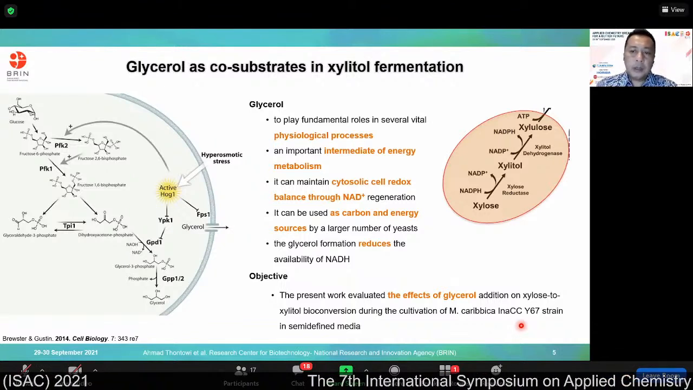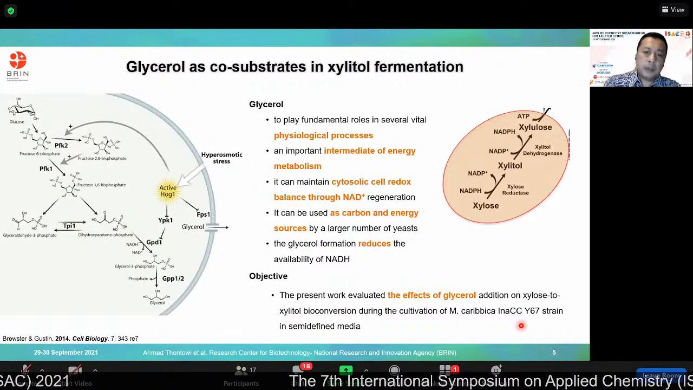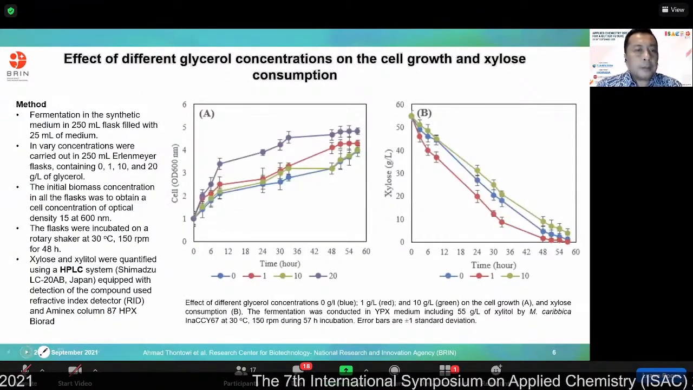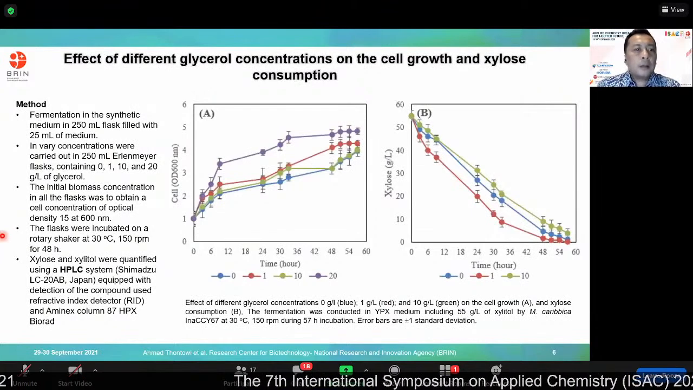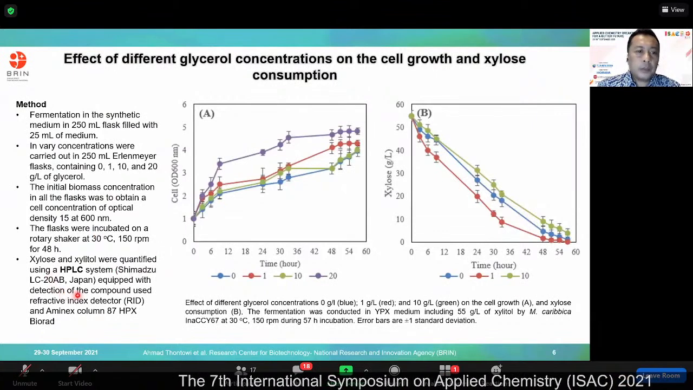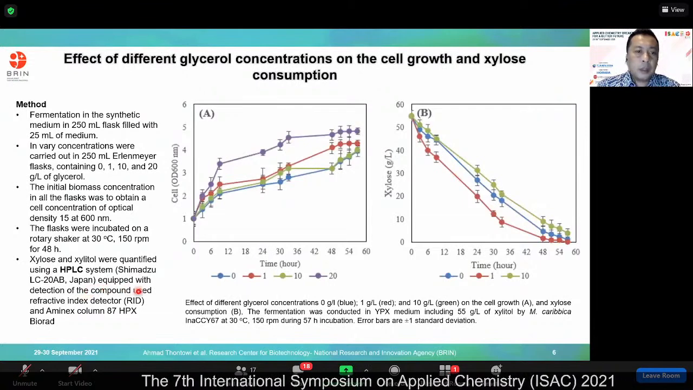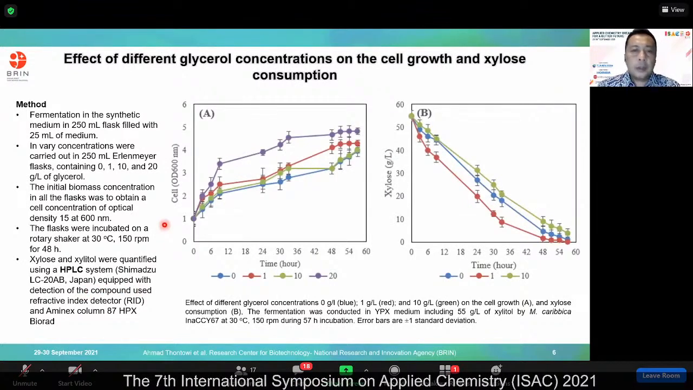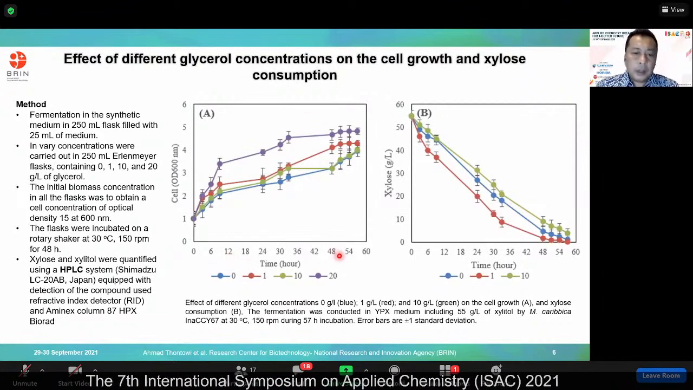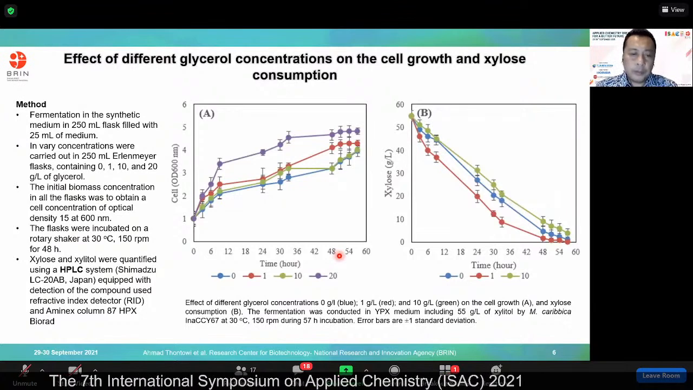in a semi-defined medium. This is the method for this study. We also used HPLC to measure the production after incubation. In general, cell growth was affected by the addition of glycerol.